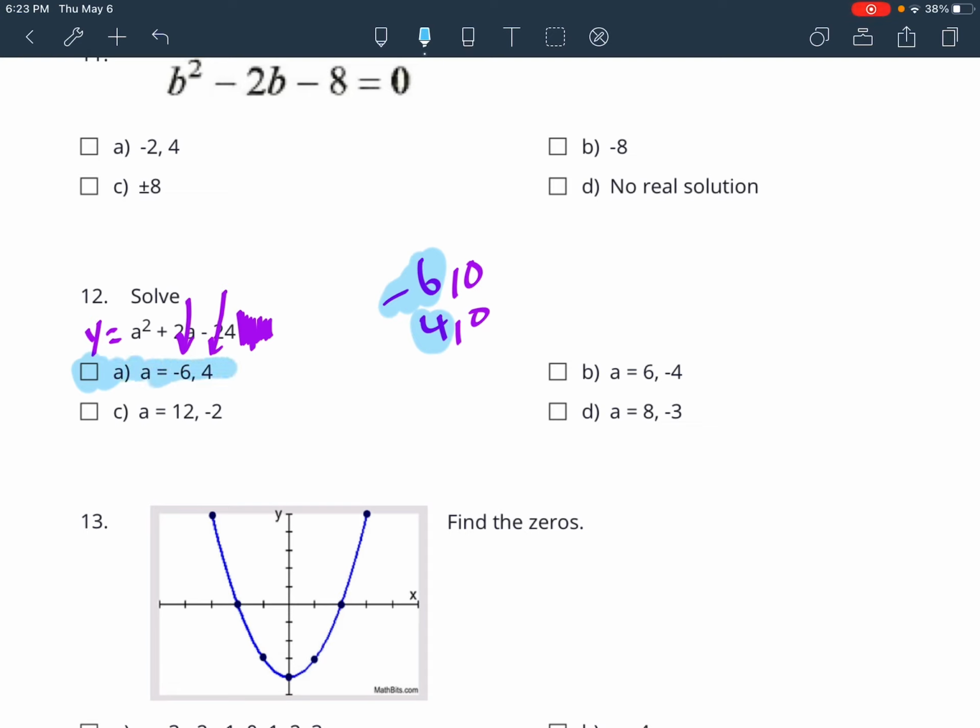Now again, instead of me using the letter A on Desmos, I use the letter X because it's easy for me to use it. I don't have to go look for the letter A. Can we use it on Desmos? Yes, but I don't feel like going to go look for the letter A. So just use X. Okay.